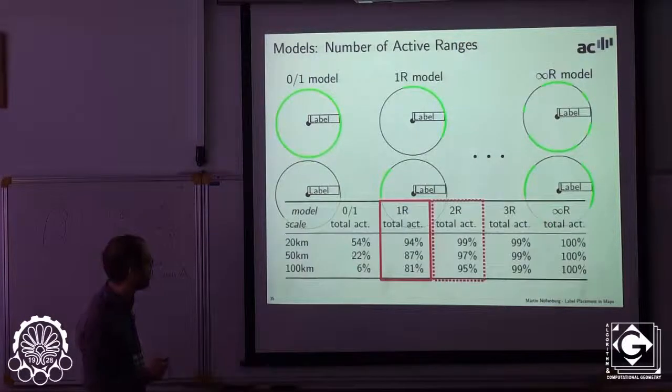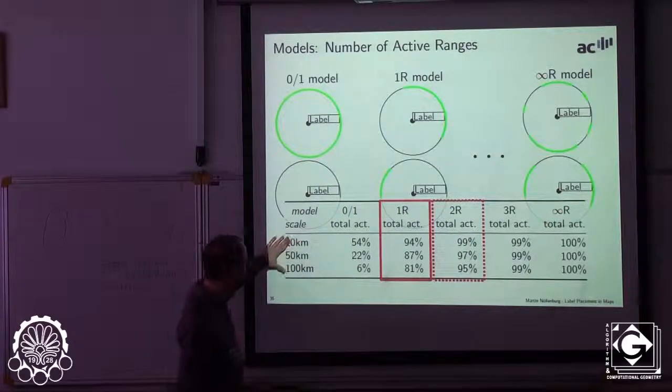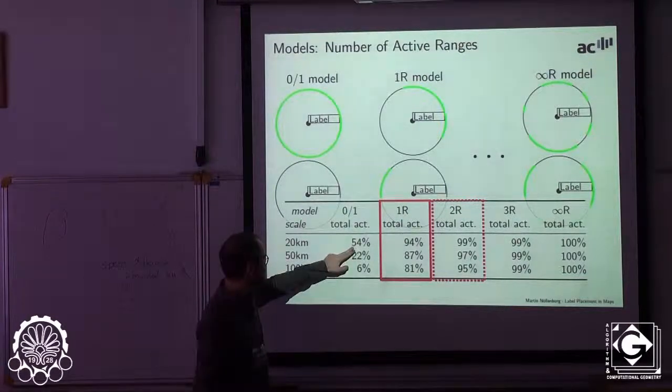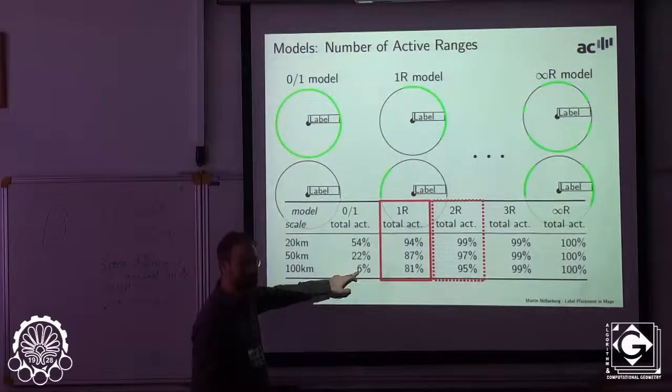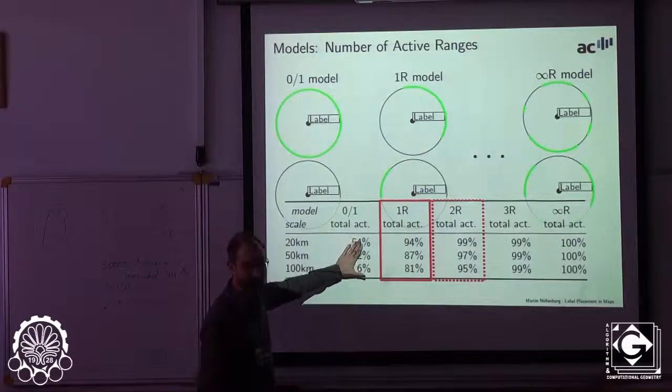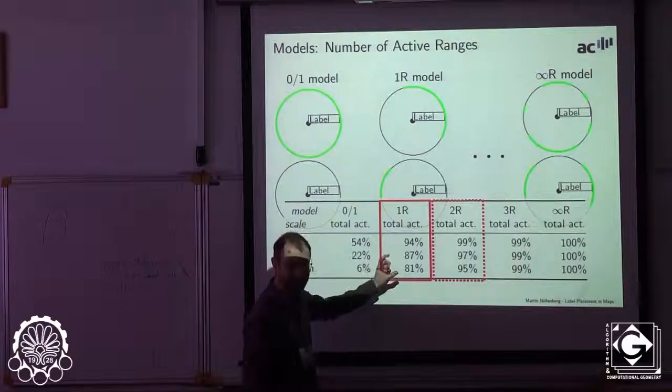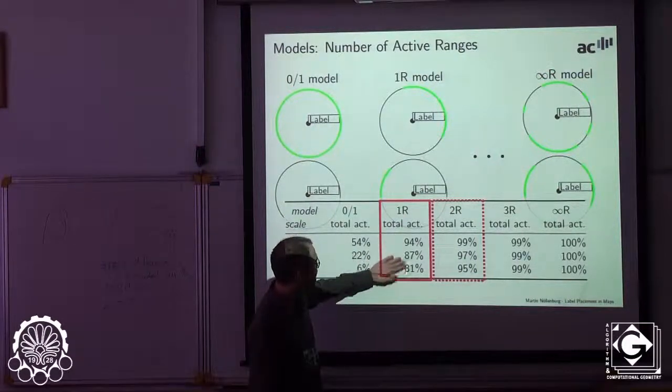non-flickering labels. So what you can see here is that if we have a scale of, say, 20 kilometers, 50 kilometers, 100, then with this very strict model, you could show half of the full capacity with a 0-1 model, and in a small scale map, only 6%. Okay, so this is clearly too weak. If you go to the 1R model, where a single active range is possible, you already go over 80%. And if you have a small scale map, even 94%.